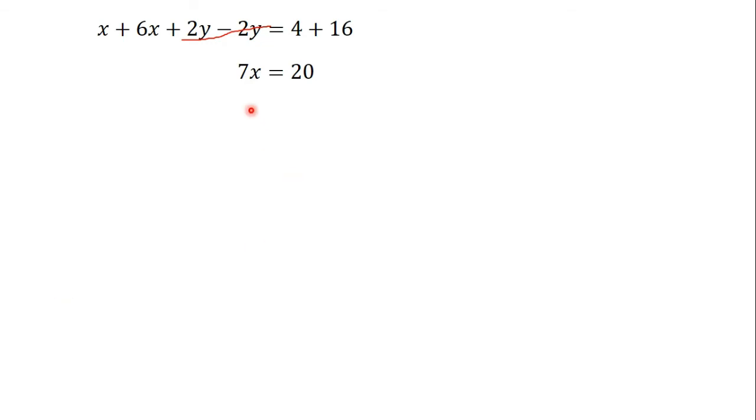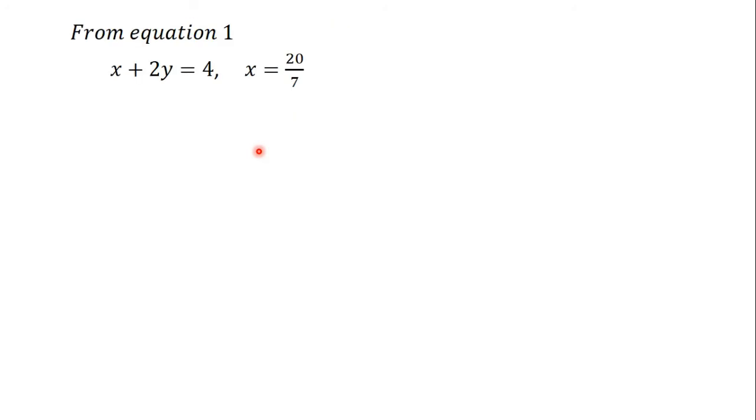We know from linear equations that when you get here, you divide through by 7 and x is going to give us 20 over 7. So we have been able to find x to be 20 over 7. How do we find y? You pick any of the equations, any of them. So I picked equation 1. From equation 1, we can say that x plus 2y is equal to 4. Now we know x to be 20 over 7. So wherever you see x, you can replace it with 20 over 7. So we have 20 over 7 plus 2y is equal to 4.